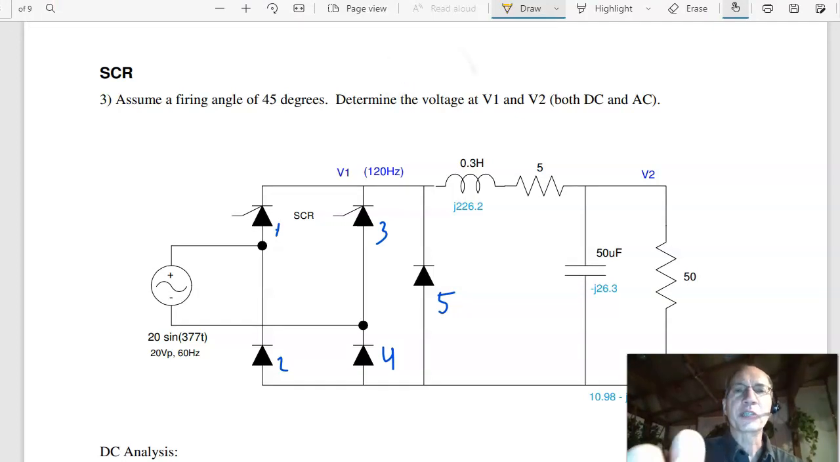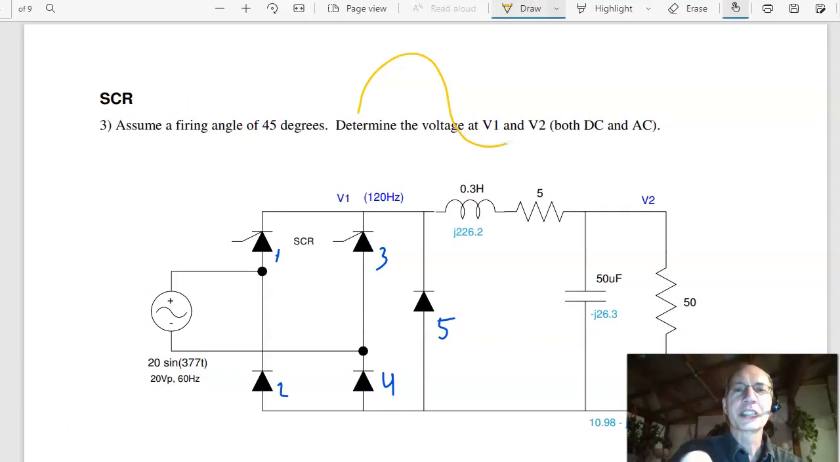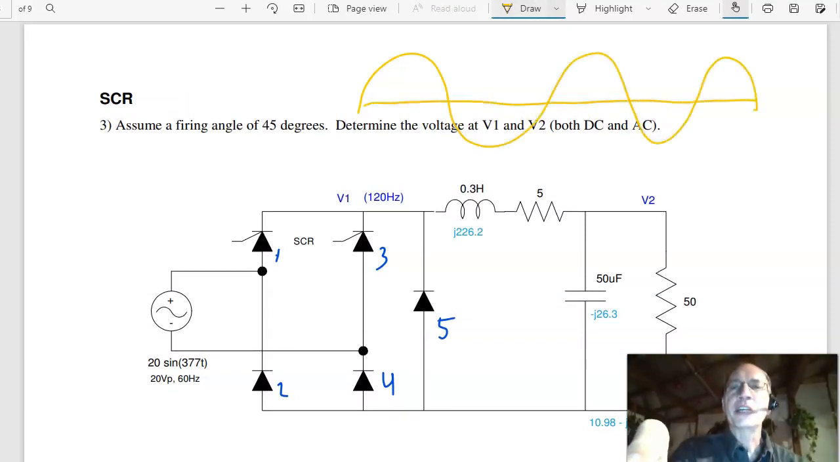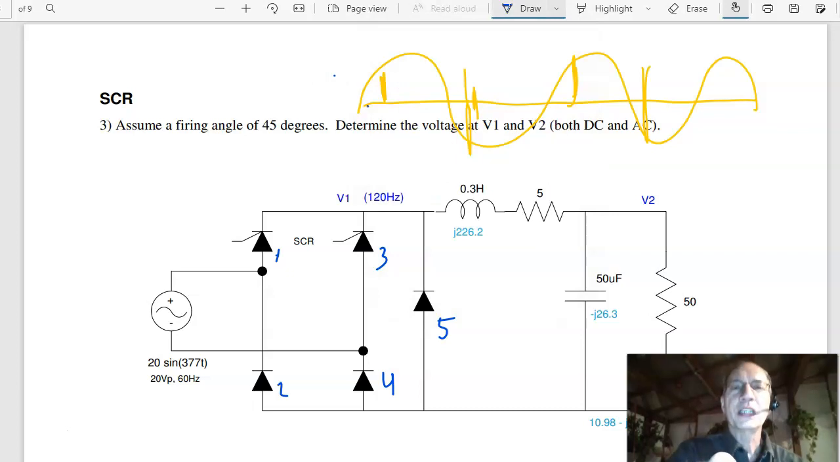If this is your 20 volt input, and here's your 0 crossing, I can fire at some angle, like 45 degrees. So this is 45 degrees. What's going to happen is initially neither diode is turned on. That's when diode 5 turns on.